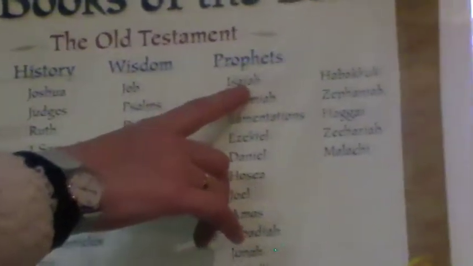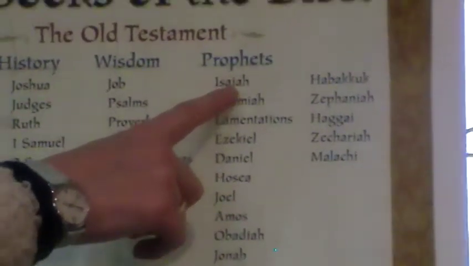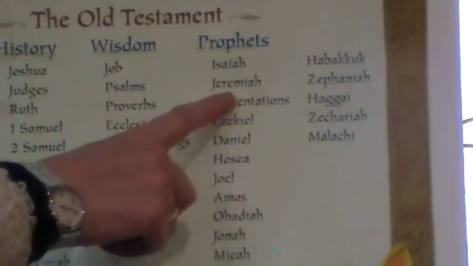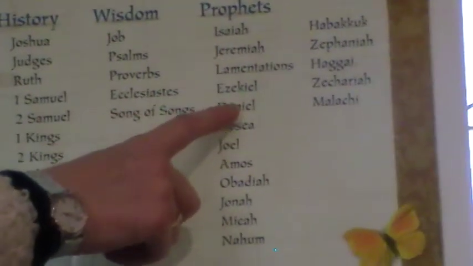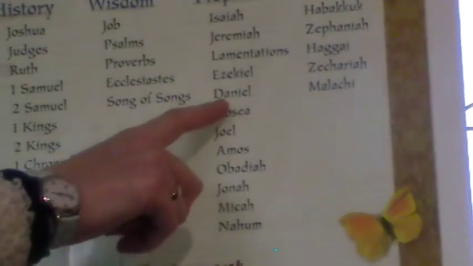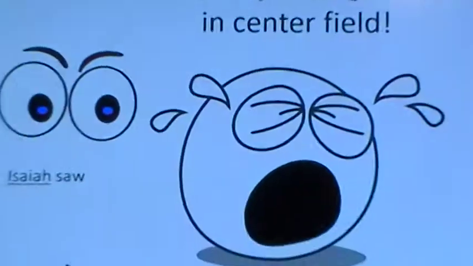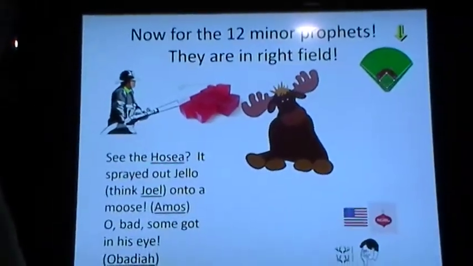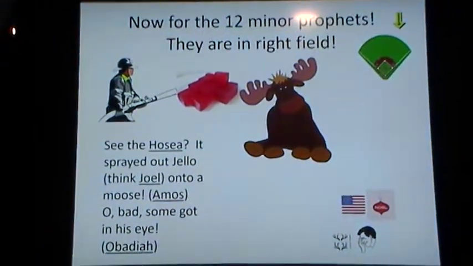Then we went to the prophets and we saw the 5 major leaguers. Isaiah, Jeremiah, Lamentations, Ezekiel, and Daniel. Now we're ready for the 12 books that were minor league. We're going to do about 3 or 4 at a time. And the tricky part about this is just remembering which ones come first.